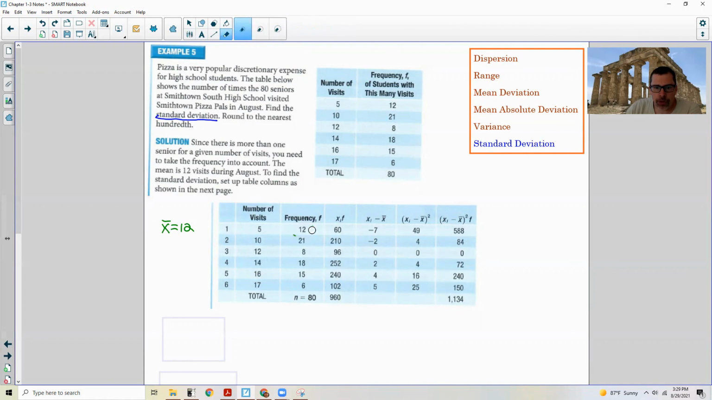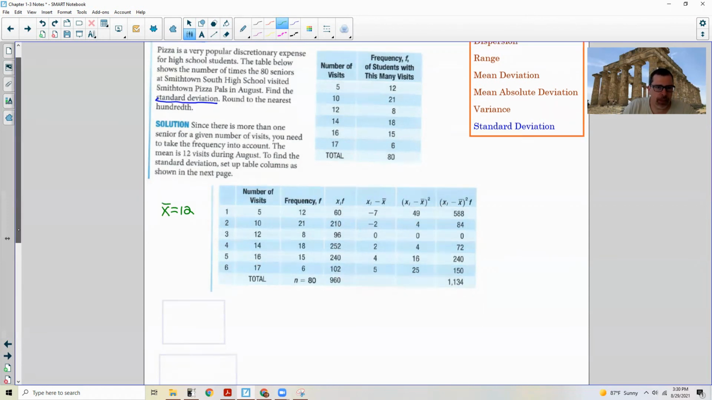Okay, so let's recap what happened. Number of visits, frequency they occurred, and then found X sub I times F, divided and got the mean, subtracted each number of visits from the mean, or the mean from the X number of visits, I should say, and then squared that, and then multiplied that by the frequency. Okay, you tracking?